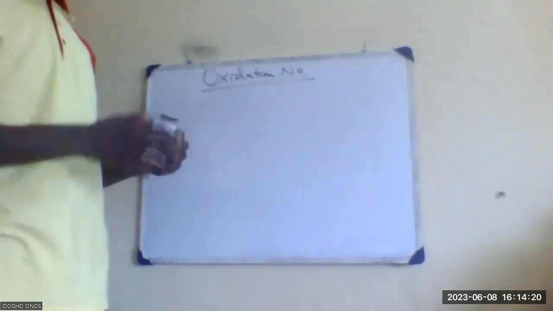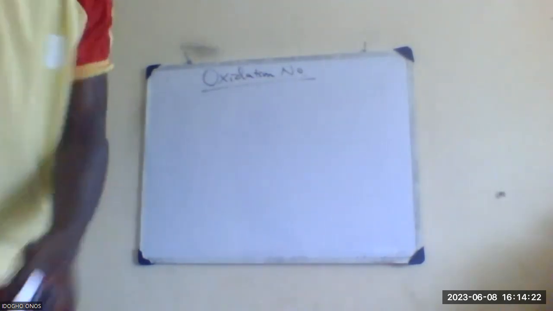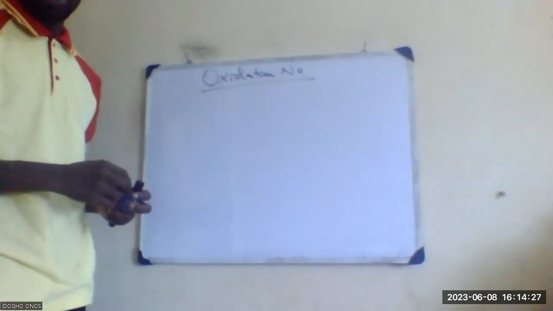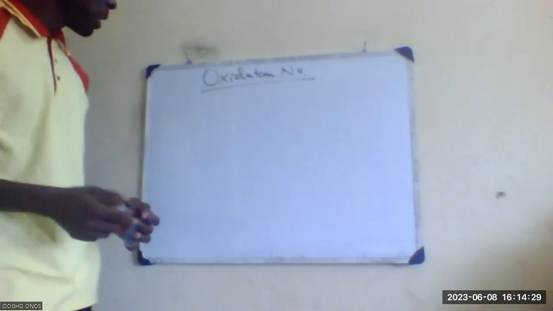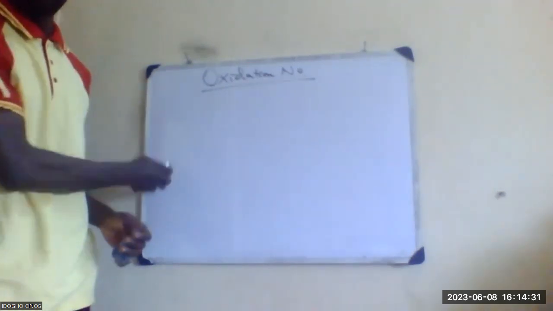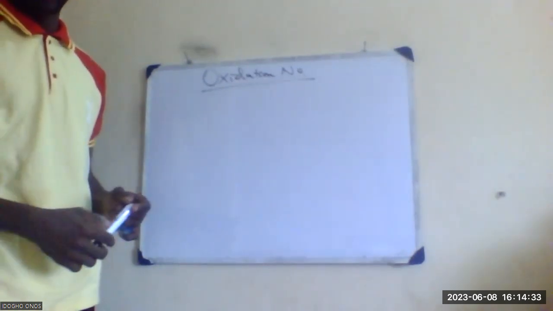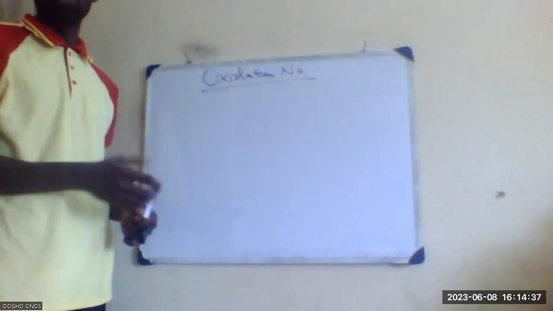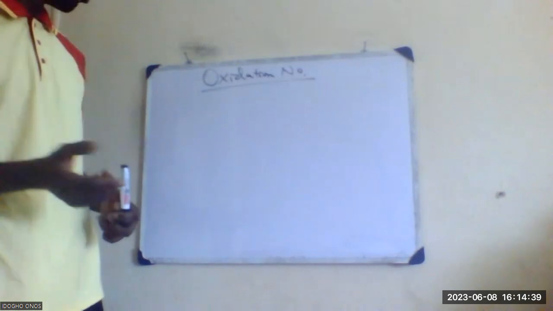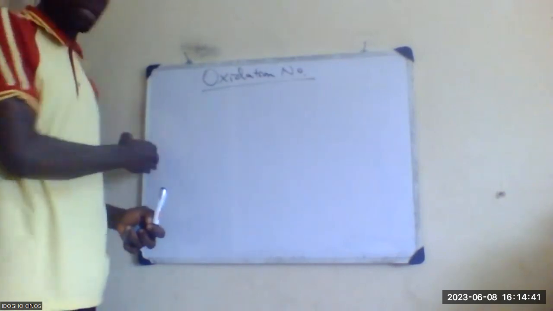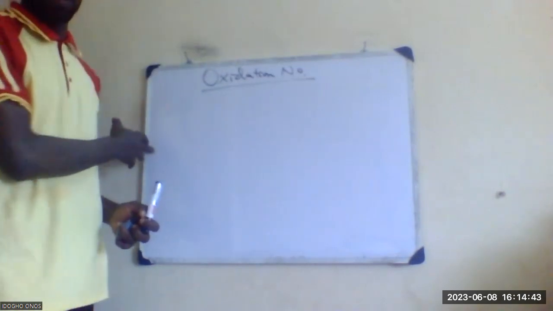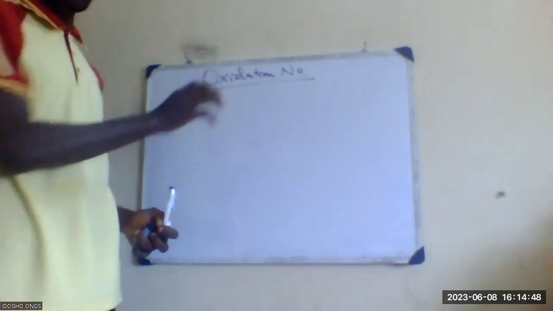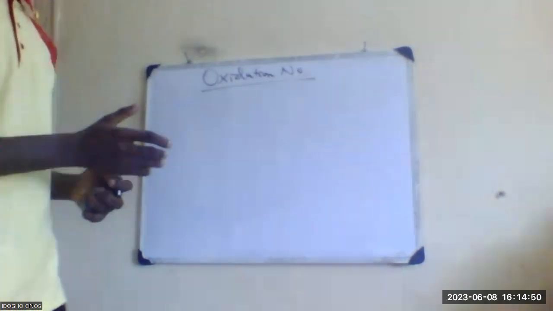However, I've never seen a question where students are asked to write out the rules for calculating oxidation number. But it is necessary for them to know the rules so that they can apply them when solving. And what are the rules? The first one is that the algebraic sum of the oxidation numbers in a compound in its neutral state is always 0.